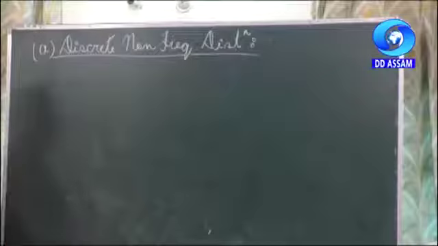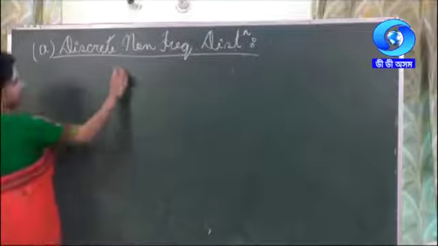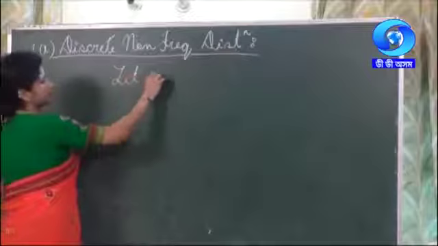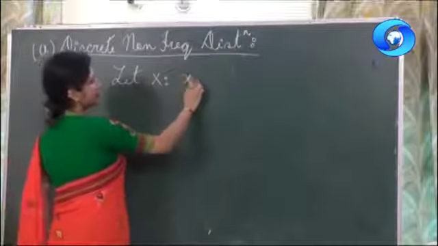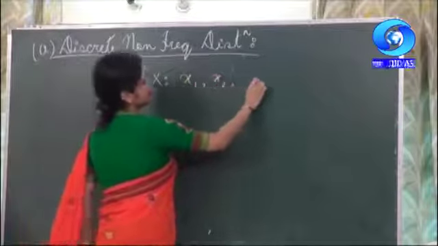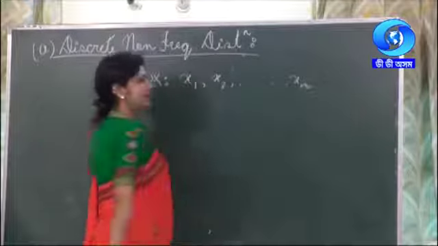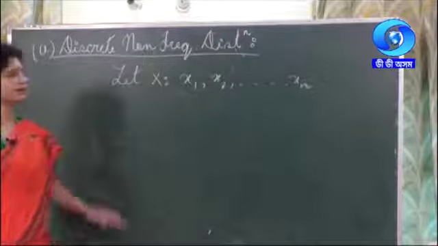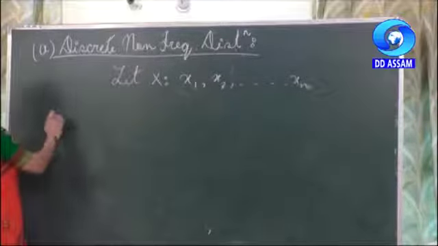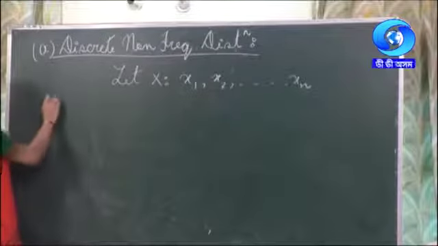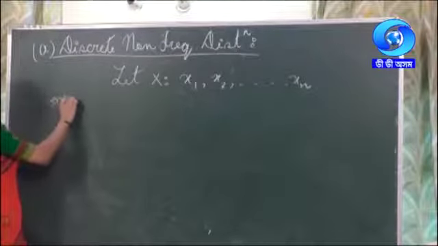All right, discrete non-frequency distribution. What is the form? The form is like this. This is the structure, so x has some values given. To find the median, what do we do? All right, so we will follow an algorithm. We will go step by step.